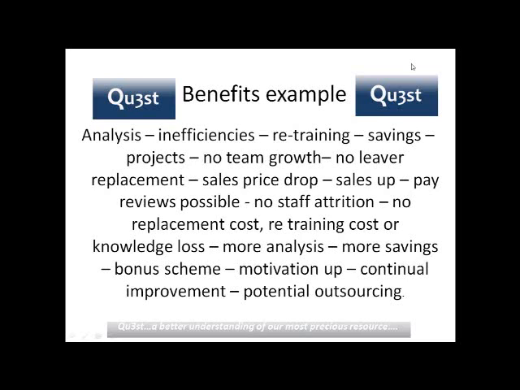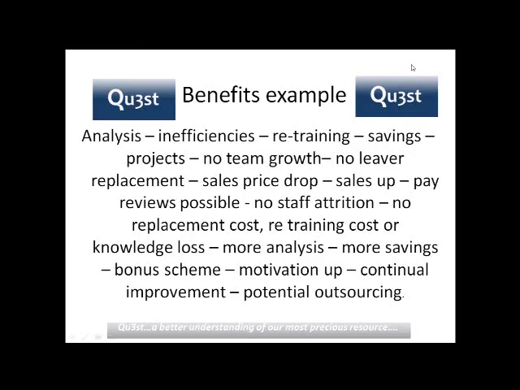This pay review meant that no employees left the department that year, saving direct replacement cost, training costs, knowledge loss, etc. On further investigation, the team found further efficiencies that saved the company 3% on costs. Management decided to implement a 5% bonus scheme to share some of these savings, and this motivated all to analyse further for continual improvement and potential outsourcing.